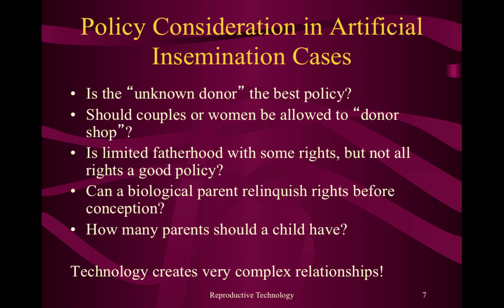When these situations are challenged, they wind up in the courts, and the courts have to decide who has what rights and how will they be enforced. So artificial insemination cases raise policy issues that have to be considered. Should it be an unknown donor policy where the identity of the donor is not revealed? Should couples or women be allowed to donor shop and choose who the donor is going to be? Is the idea of limited fatherhood with some rights but not all rights a good policy? And, as in the case of the farmer and the teacher, the contract they created, can a biological parent relinquish rights before conception? And then also, how many parents should a child have?